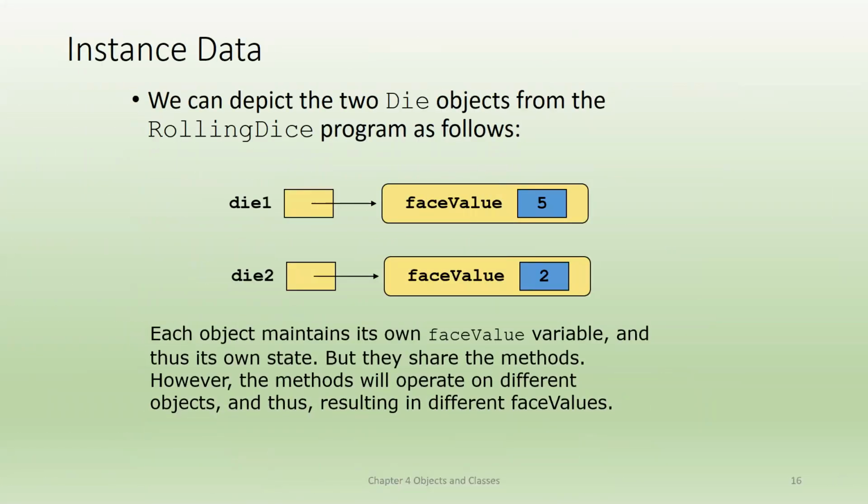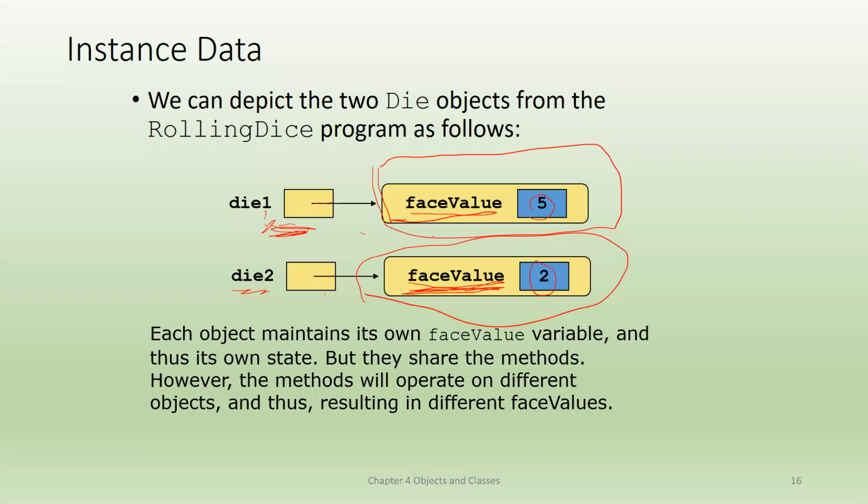So if you look at this, now this is die 1, right? This is the object. It points to a location because it's a reference variable. So this is the location for the object. And here is the instance variable. Both of them have the same instance variable names, but their values are different. So they each occupy a different space. This object is occupying this space, and this object is occupying this space. Any questions?